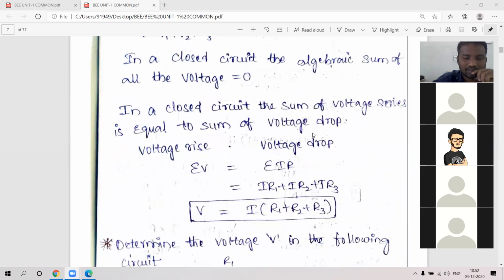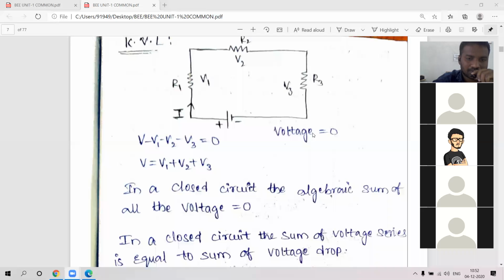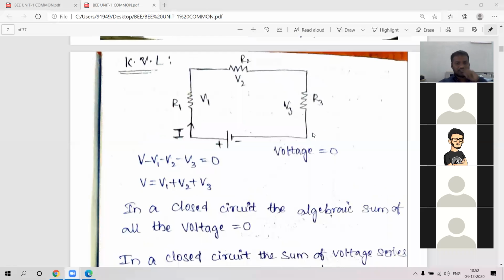Sum of potential rises is equal to sum of potential drops. Already we know that. Yesterday we have seen Ohm's law for a resistor. What is Ohm's law? V is equal to I into R. That is the IR drop. So either we can write V or we can write I into R. Both are the same: voltage, or current into resistor.